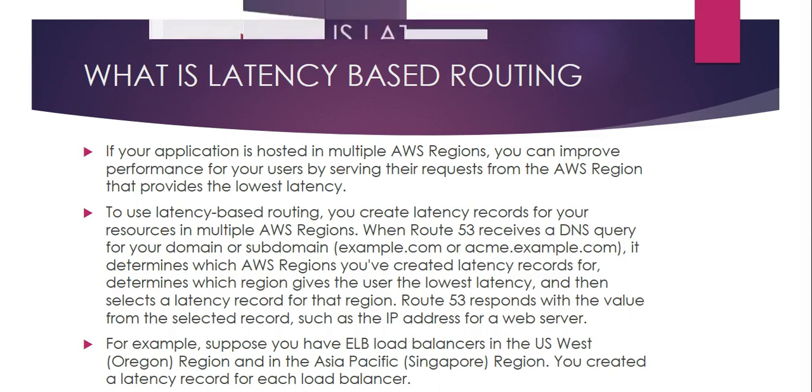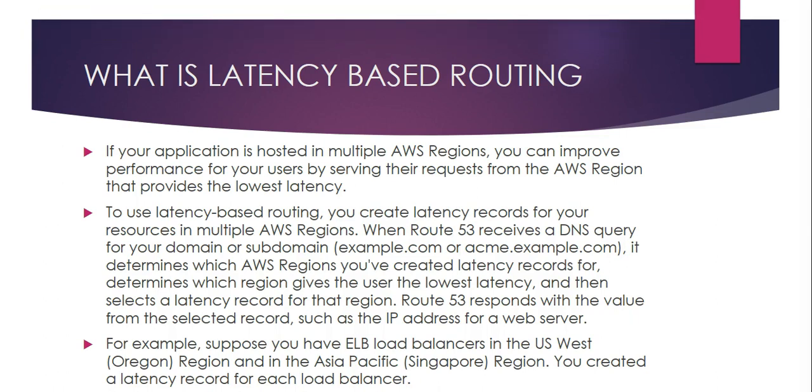Let's say if your application is hosted in multiple Amazon Web Services regions, you can improve performance for your user by serving their request from the AWS region that provides the lowest latency. To use latency-based routing, you create latency records for your resources in multiple AWS regions.